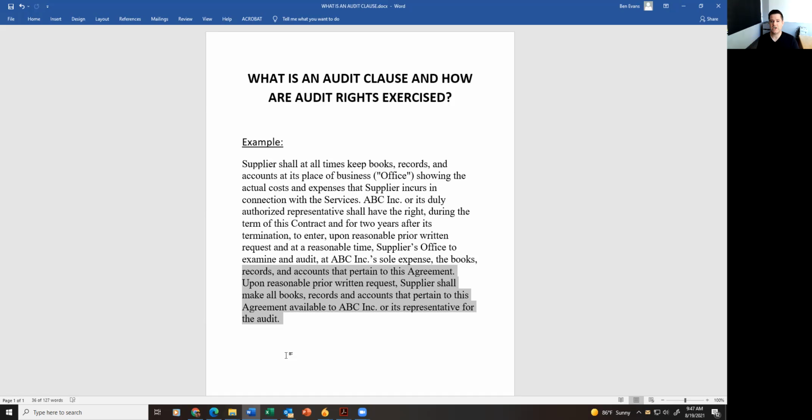Anyways, I appreciate everybody who's made it through this point of the Technical Thursday. I hope that's helpful to those, specifically in the procurement space, around what an audit clause is, what the language typically looks like, and what it's used for.